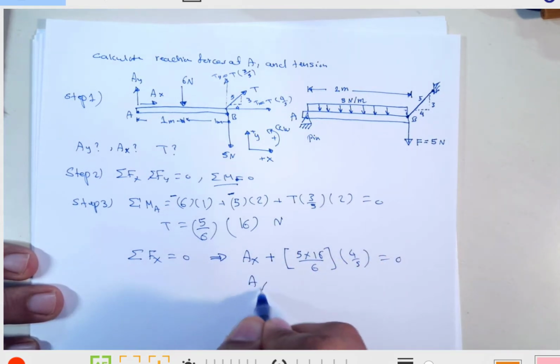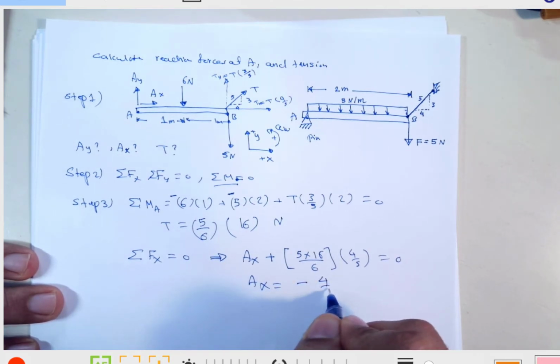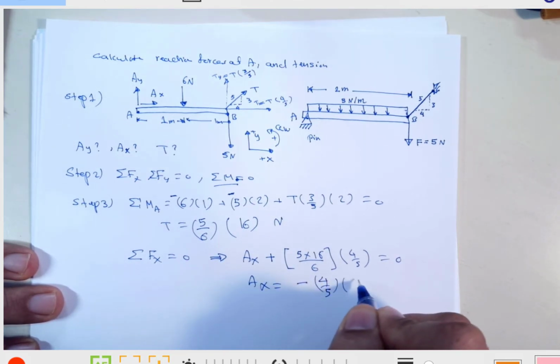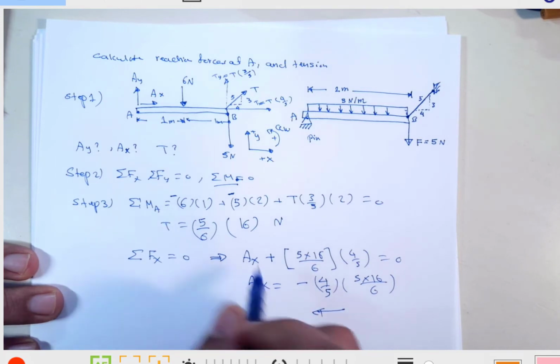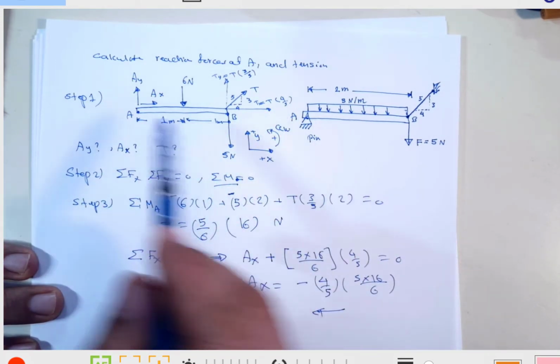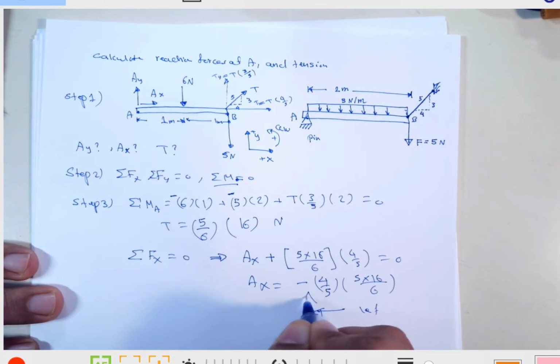So therefore AX is going to be a negative value of 4 over 5 multiplied by that magnitude. Negative means it is this way, opposite to our assumption. So here we're assuming this to the right, so this has to be to the left. That's the meaning of it.